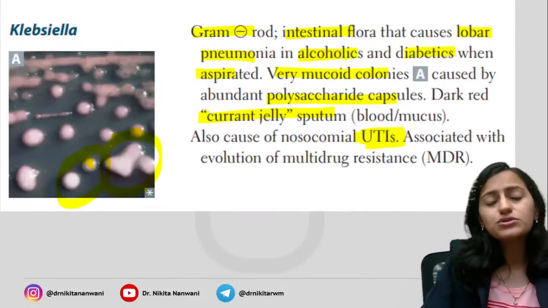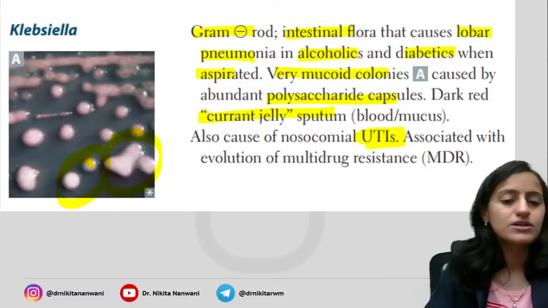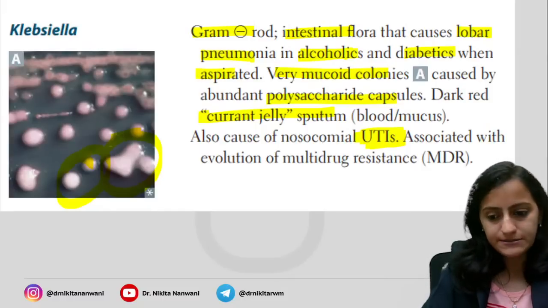Molar tooth colonies are seen with Actinomyces. Okay, the molar tooth colonies are seen with Actinomyces.